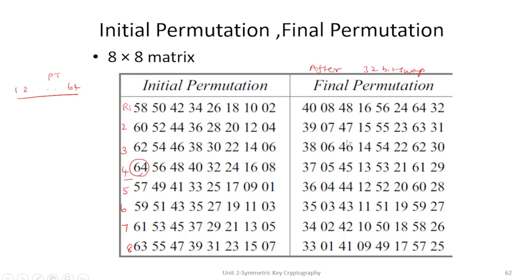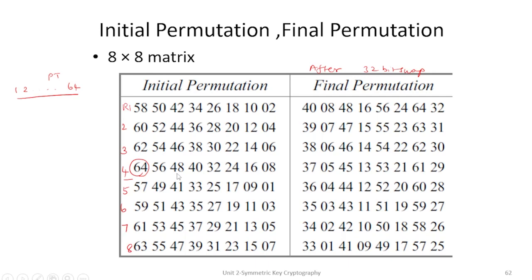Then the fourth column, 9 to 16. Sixth column, 17 to 24. Eighth column, 25 to 32. Then the remaining values are stored at odd columns from the first column onwards, from bottom row to top row. So this is the final permutation, and this is the ciphertext value.